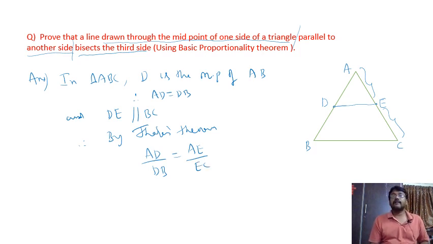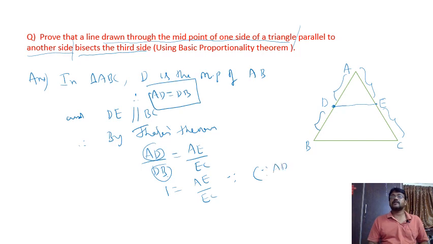But what do we have here? AD is equal to DB, because obviously D is the midpoint. AD and DB are same. So since AD and DB are same, we have equal quantities in both numerator and denominator. So we get 1. So 1 is equal to AE by EC. Why is it 1? Because AD is equal to DB, and so the ratio of AD to DB is 1.